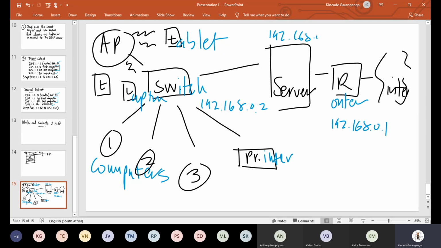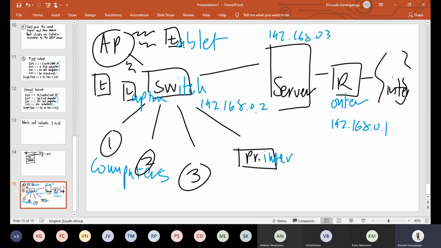Our server can be 192.168.0.3. And then you also need to have IP addresses for all of the other connected components. So your APs need to have an IP address. The tablet needs to have an IP address. The laptop, same difference. Your computers, same difference as far as connectivity is concerned.